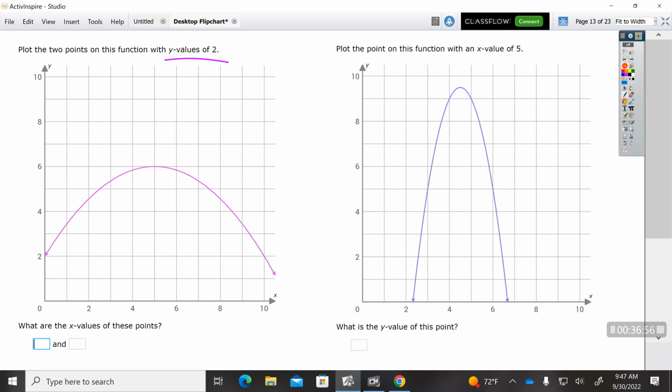So again, the y value is 2. So we go to the y-axis, which is right here, and now go touch the line. It touches here, and it touches here. Are you with me? What x values are associated with that? 0 and 10.